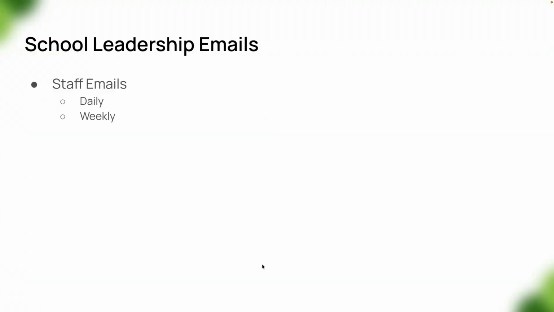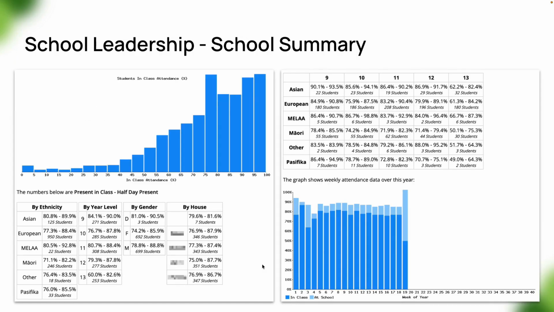The other one is school leadership emails. So all of those daily and weekly emails that we saw just before, you can get going to senior leaders for groups, be it year levels, houses, ethnicities, student types. So you could get one for your foreign fee payers or something like that. You can also get a whole school summary.